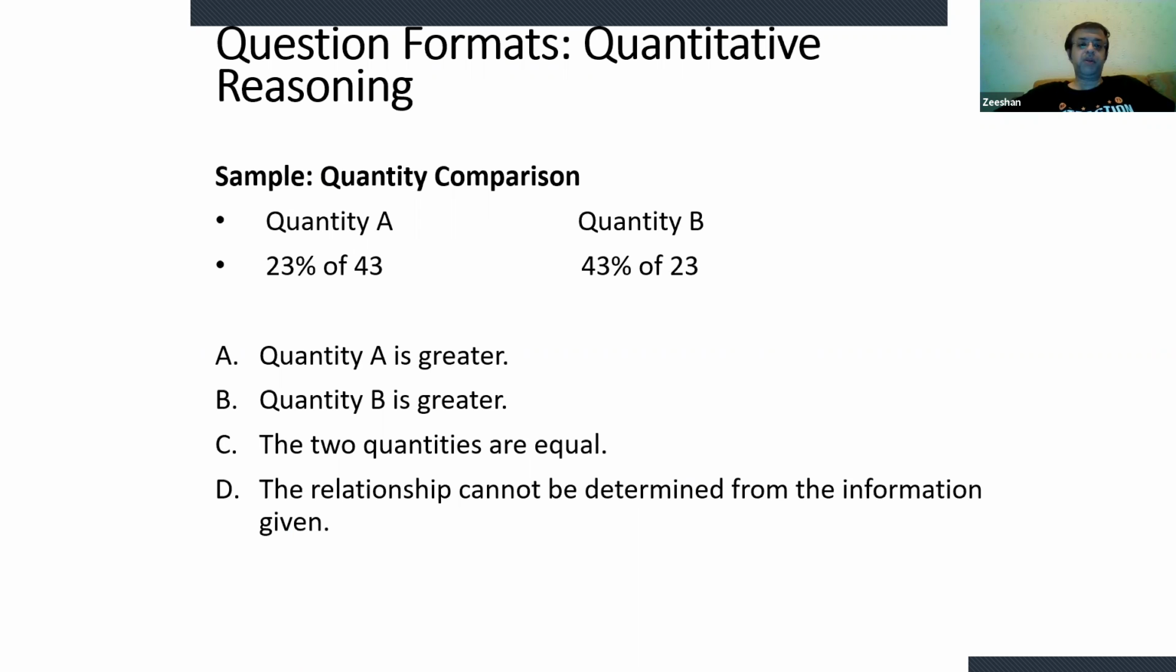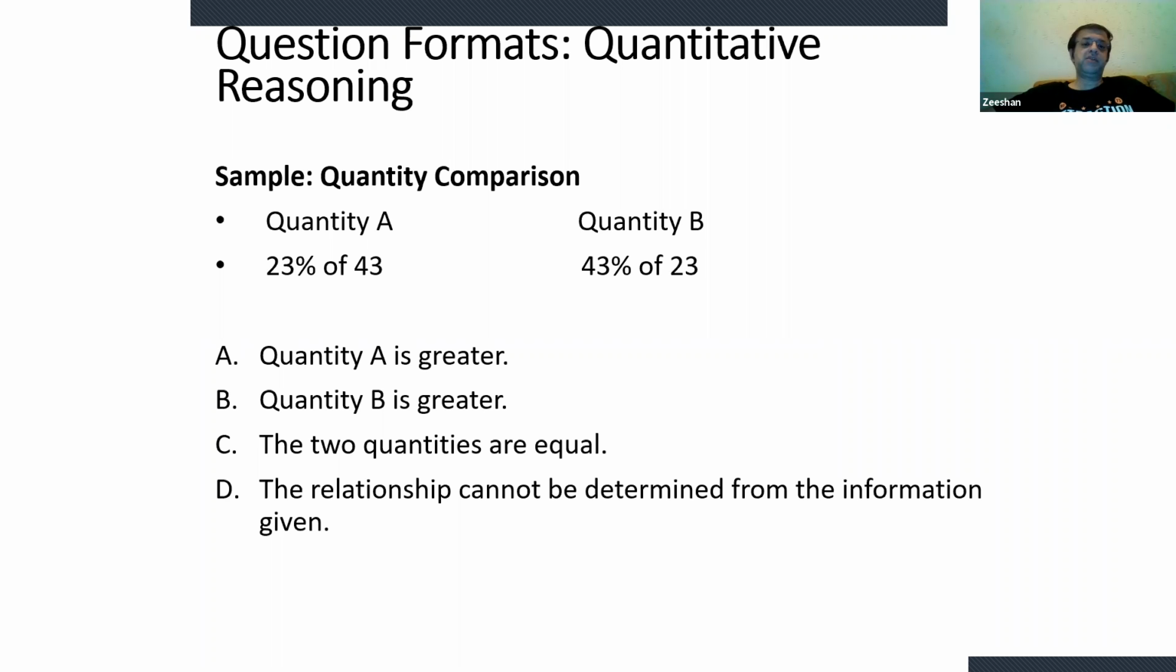So in quantitative comparison, two quantities are given to you, and you have to compare the two quantities. Before we look at this question, we should know when we are going to select which answer choice. Whenever you think quantity A is greater than quantity B, you will select answer choice A. When you think quantity B is bigger than quantity A, you would be selecting answer choice B. When the two quantities are equal, you will select answer choice C. And when you think the relationship cannot be determined from the information given, you would select D. So let's look at this question.